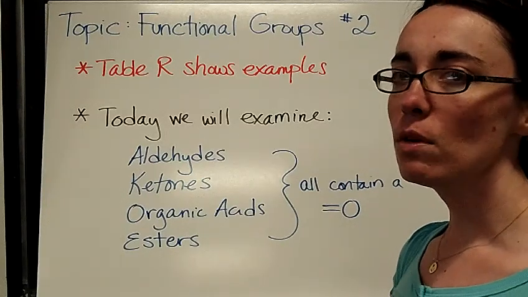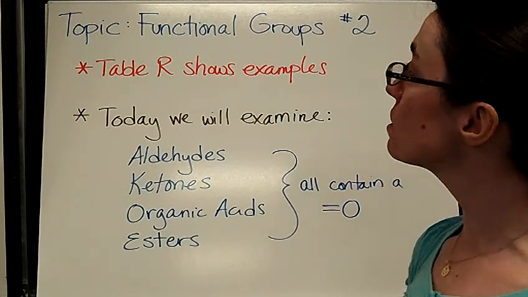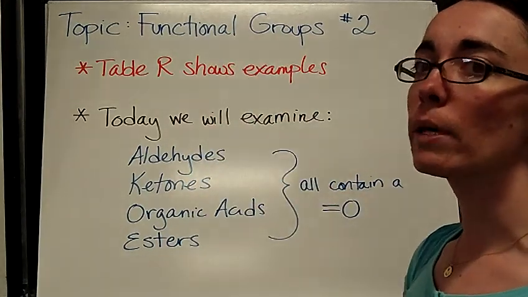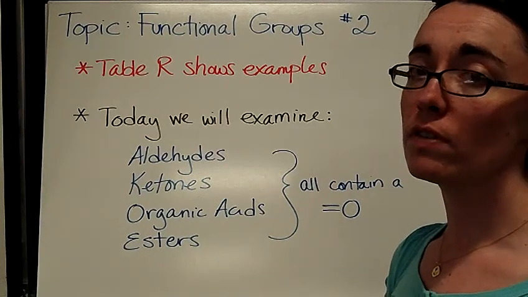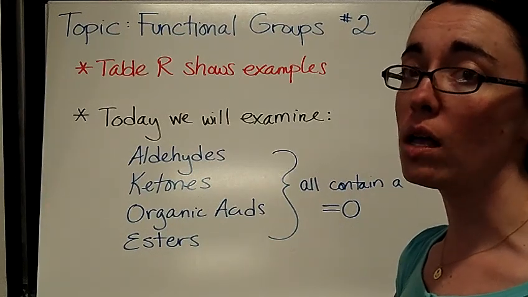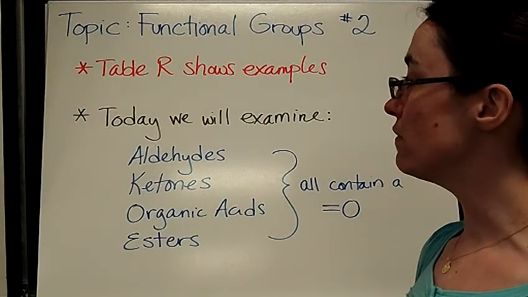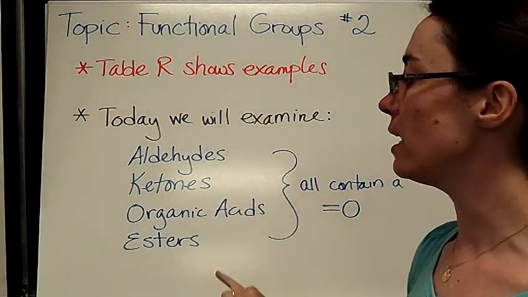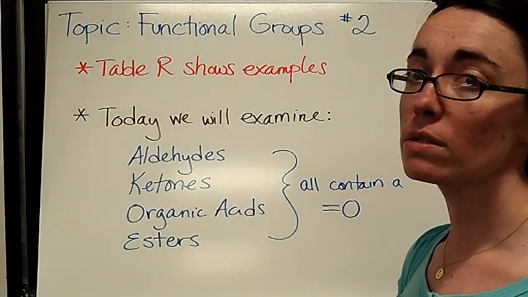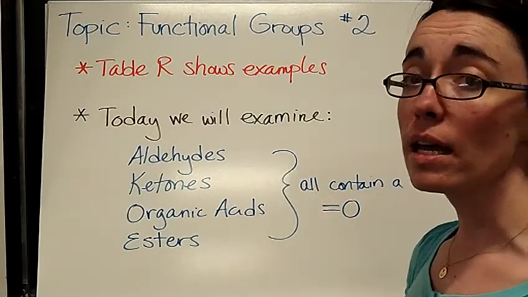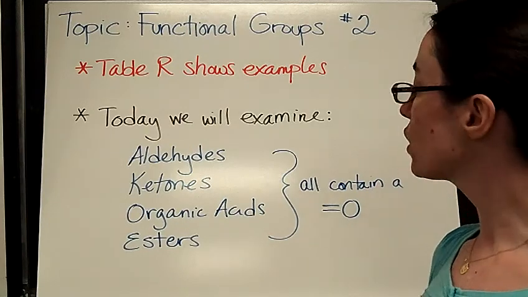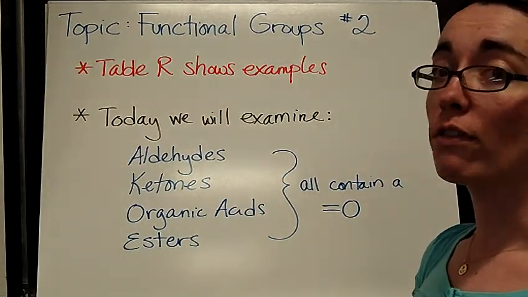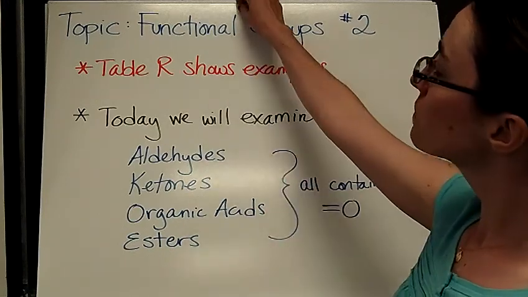Hey there. Let's move on in our study of functional groups. This is functional groups number 2. So when we're looking at table R, we're about halfway down. In the previous video, we talked about halides, alcohols, and ethers. In this video, we're going to talk about aldehydes, ketones, organic acids, and the trickiest one of all, esters. The reason I've grouped all of these together is that all of these compounds have a carbon that's double bonded to an O. And that's why we're studying all 4 of them together.